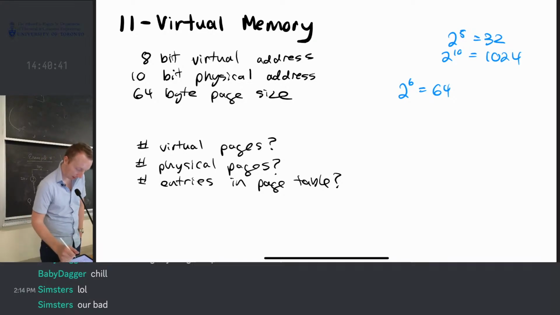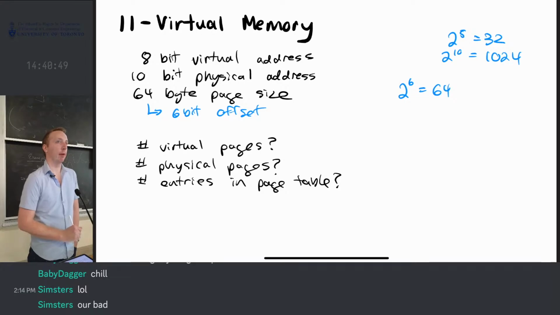So that means this also corresponds to 6 bits for an offset. Right? Any problems with that?